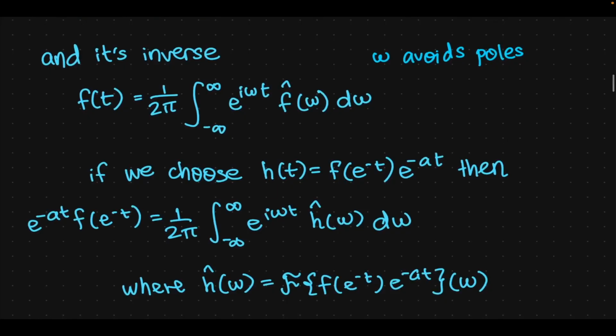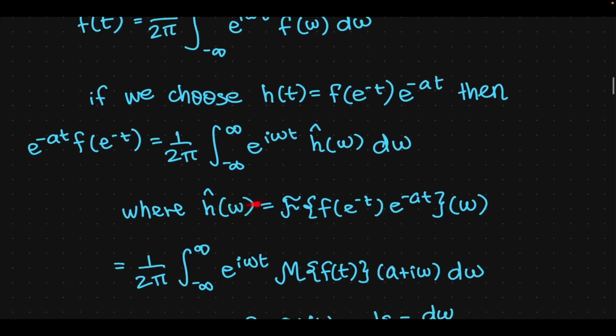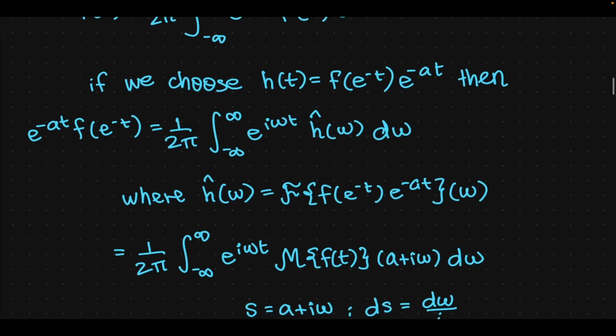Okay, if we choose the function h of t equals f of e to the minus t times e to the minus a t, then we have f of e to the minus t times e to the minus a t, which will be on the left hand side now, equals, now we're just writing the inverse of this function, of the Fourier transform of that. So 1 over 2 pi integral from minus infinity to infinity of e to the i omega t times the Fourier transform of the function h, which I will call h cap of omega d omega, where h cap is appropriately the Fourier transform of f of e to the minus t e to the minus a t as a function of omega.